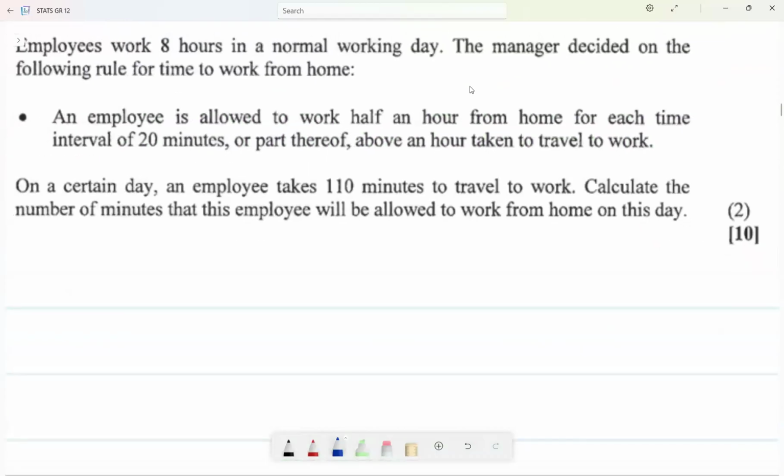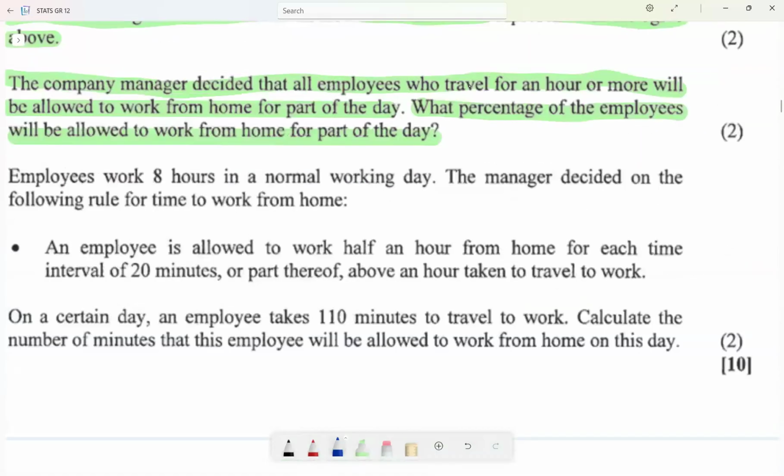But the question is, what percentage of the employees will be allowed to work from home for part of the day if they travel more than an hour? So we know that 34 people out of 60 are the ones that are traveling by more than an hour. Therefore, you multiply that by 100, and then you get something like 56.67% of the employees. I hope that's clear.